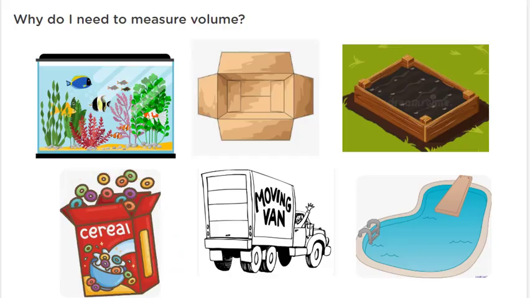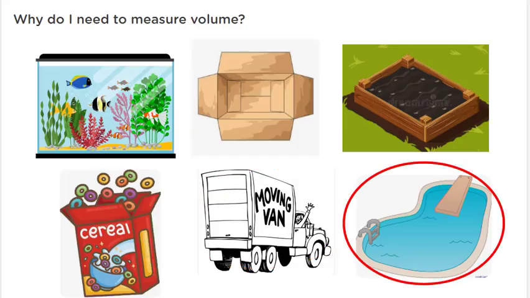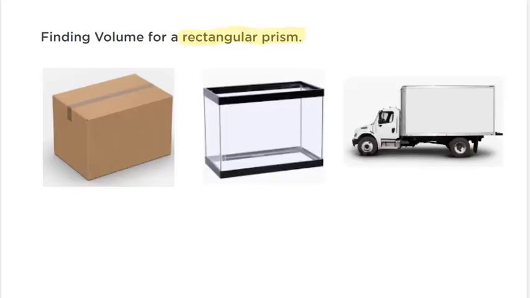The moving van, you've got to know how much furniture or things can I fit in that van to move it from one place to another. To fill up that swimming pool, you need to know how much water will fit in that space. Today, we're going to be finding volume for rectangular prisms. So no swimming pools today.